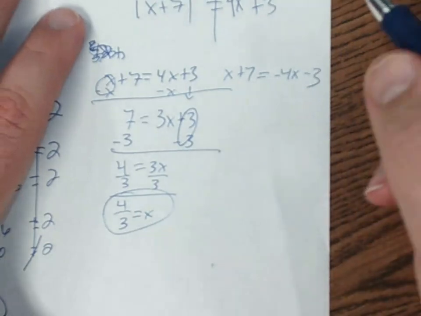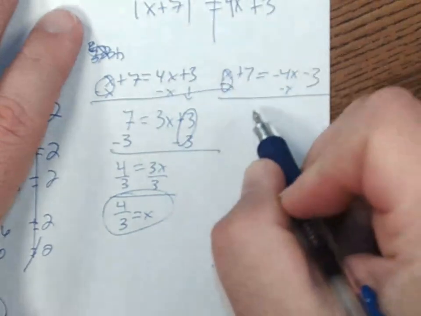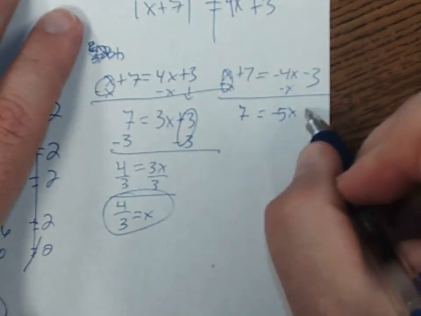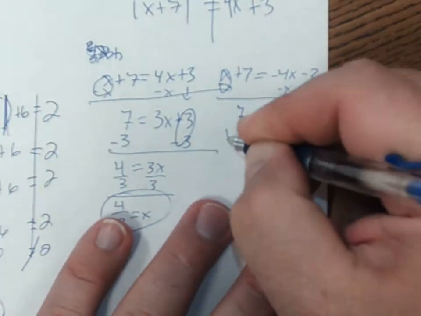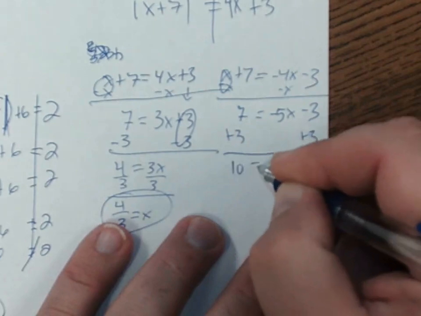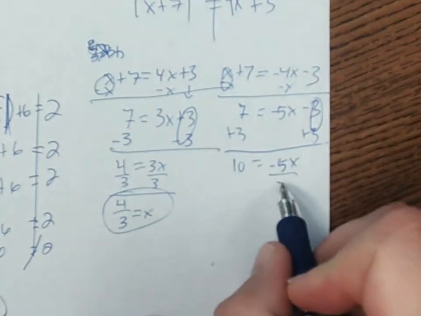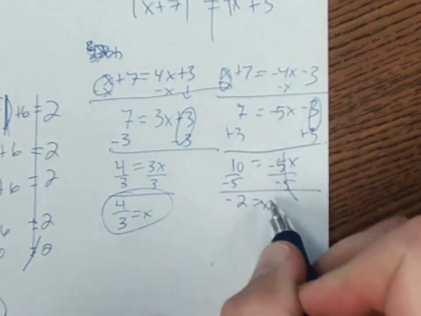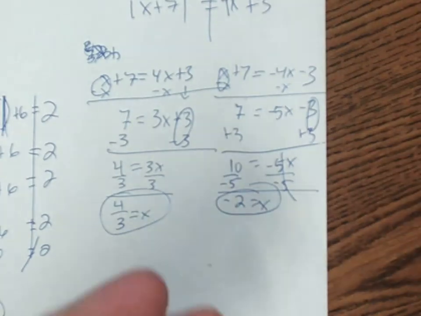Let's do the same thing over here. I will subtract x. So that makes a 0 pair. 0 plus 7 is 7. Negative 4x minus x is negative 5x, and we'll bring down the minus 3. Actually, let's now add 3 to both sides. So we get 10 equals, and then that's a 0 pair, negative 5x, and then I will divide both sides by negative 5. I get negative 2 equals x. I'm sorry. I think I said negative 5, but I meant negative 2. I wrote the right thing.